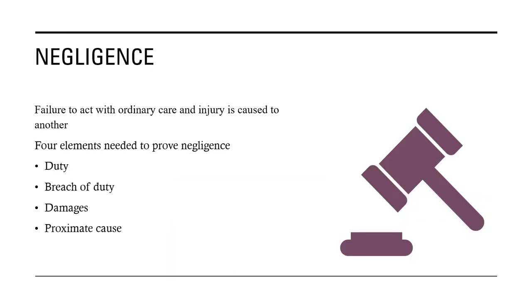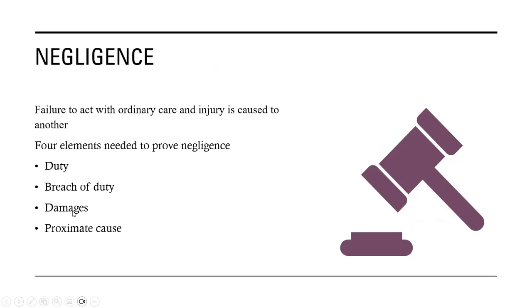Okay, so negligence, again, is a failure to act with ordinary care, and injury is caused to another. And these are the four components that they look at. They're trying to prove that negligence actually happened. Was this client or patient assigned to the nurse? What did the care plan say that the nurse needed to do to take care of this client? Did the nurse complete the care as outlined in that individualized care plan? If they did not, that's a breach of duty.